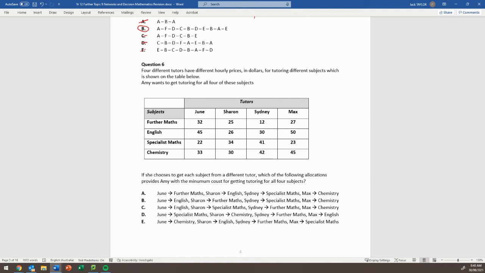If you're ever really stripped for time and you don't think you will be able to finish a question in time, just try and use a bit of logic. Remember, you want to get the smallest possible values. For this one, it is going to be option E. You can also go through each of the 5 options and add up all the numbers. So June for further maths, Sharon for English, Sydney for Spech, Max for chemistry for the top one, get the total, and then do that for the remaining 4 and see which one comes out to the lowest.